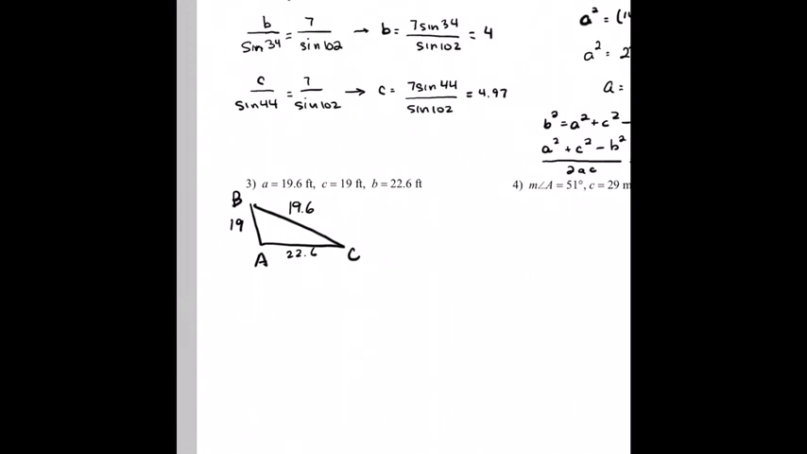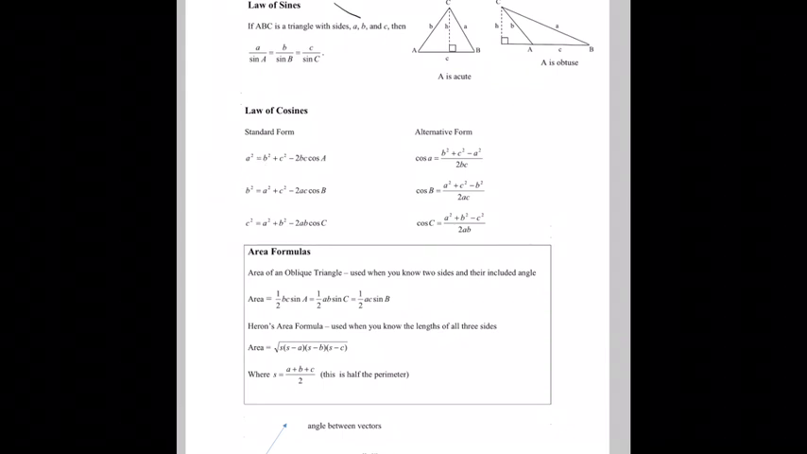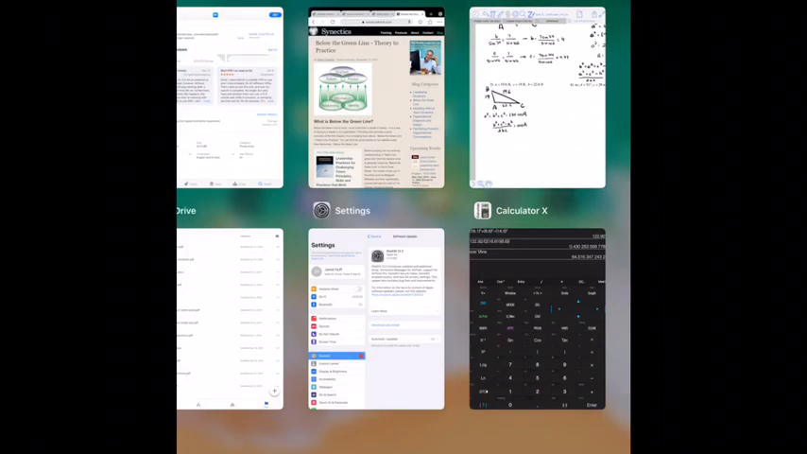So just choosing any angle, I'm going to choose angle A. So it's going to be a squared equals b squared plus c squared minus 2bc cosine A. It's this version of law of cosines, or if we want to get cosine A by itself, we can use that form of it. So pretty much a calculator problem here.